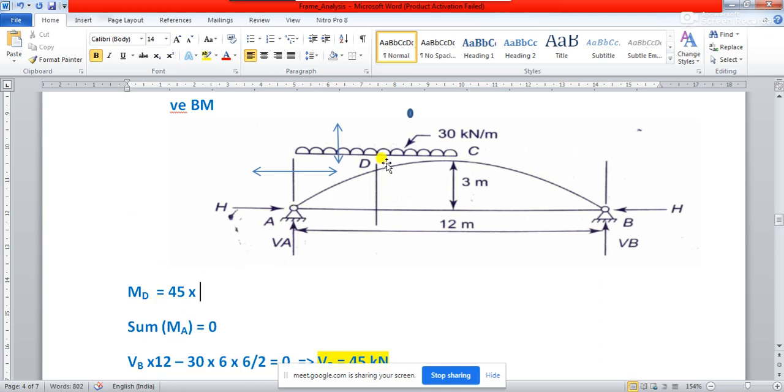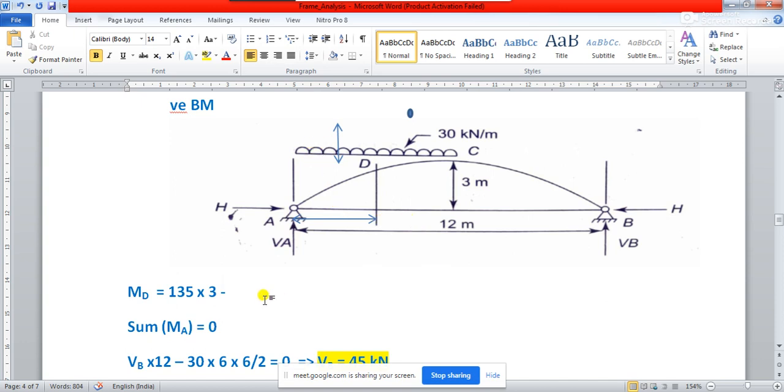So when you are taking moment about this point D, your VA is going to create 135 multiplied by how much is this distance from here to here? This is 3 meter, right? So you write 135 into 3, minus, this portion of load is going to create moment. If this creates moment in this direction, then this portion of load will be creating moment in the opposite direction.